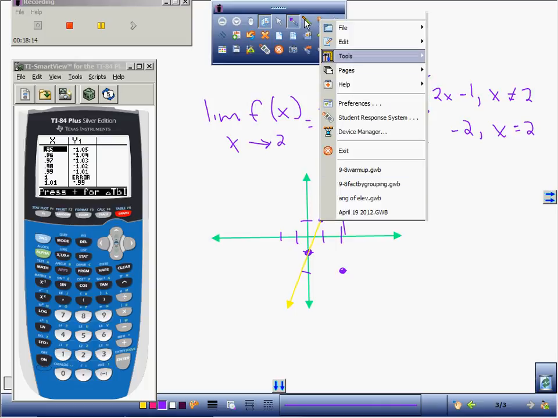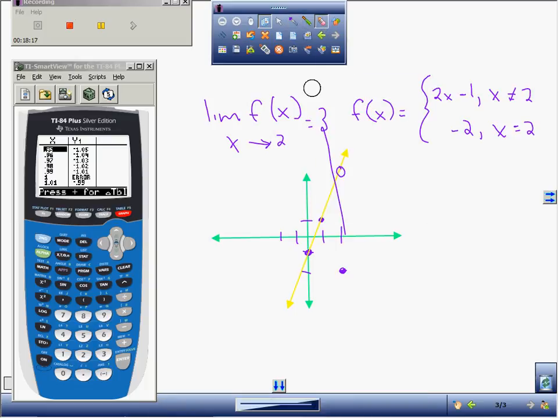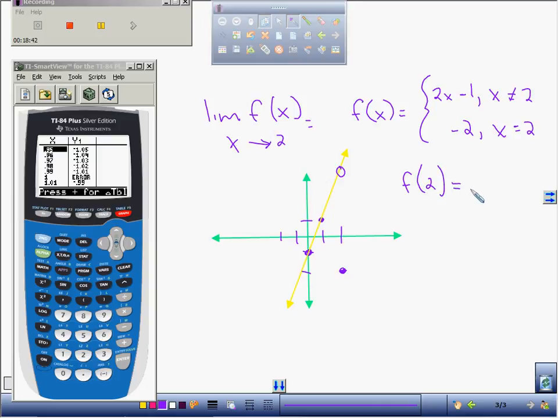except I want to make that eraser smaller. Except that, I hate when that, okay, maybe I could just do this again. There we go, okay? Except right at 2, the value of the function is negative 2. So f of 2 is equal to negative 2.